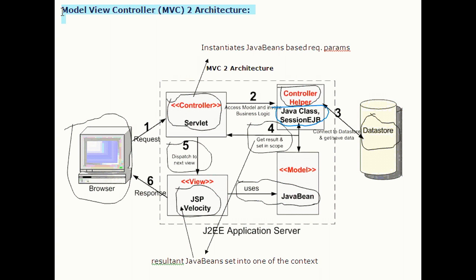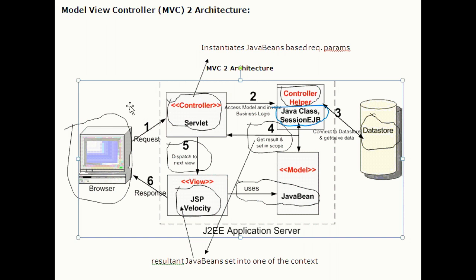Before discussing the architecture of the Struts framework, you should have an idea about model view controller 2 architecture. What is MVC 2 architecture? Model view controller 2 architecture is a cornerstone for all serious and industrial strength web applications designed in the real world. The following figure shows model view controller 2 architecture.